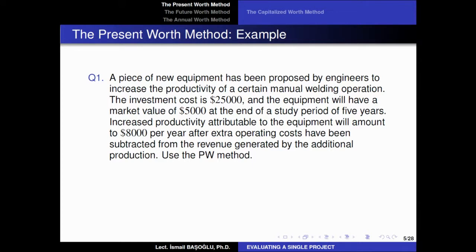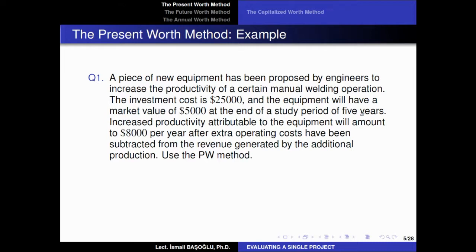Now, in this question, it says a piece of new equipment has been proposed by engineers to increase the productivity of a certain manual welding operation. Okay, so welding means what? Welding means kaynak. So this is a manual welding operation, and we want to increase its productivity. And this new equipment is going to help us. However, if we want to purchase this new equipment, the investment cost that we need to pay at the moment is going to be $25,000, and the equipment will have a market value of $5,000 at the end of the study period of 5 years.